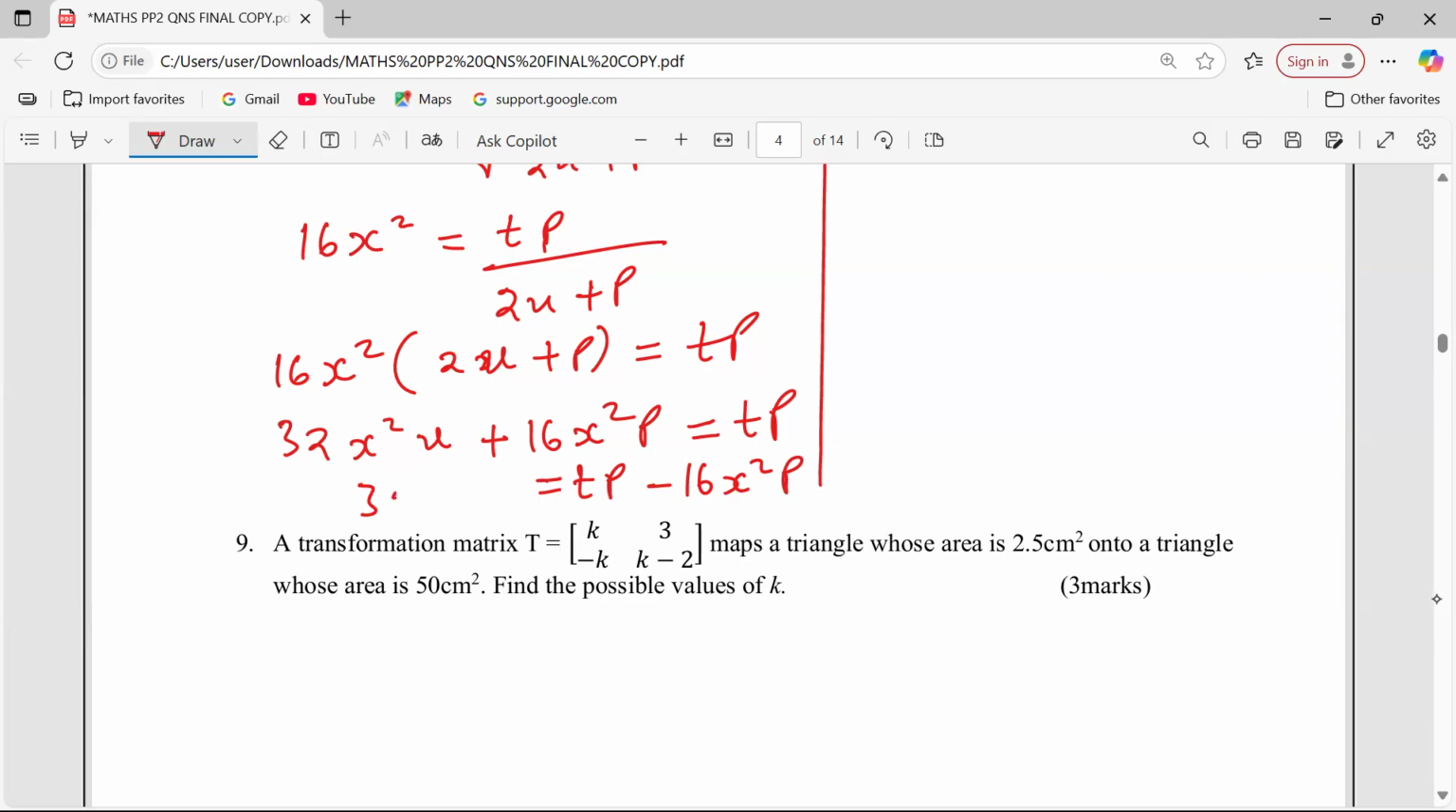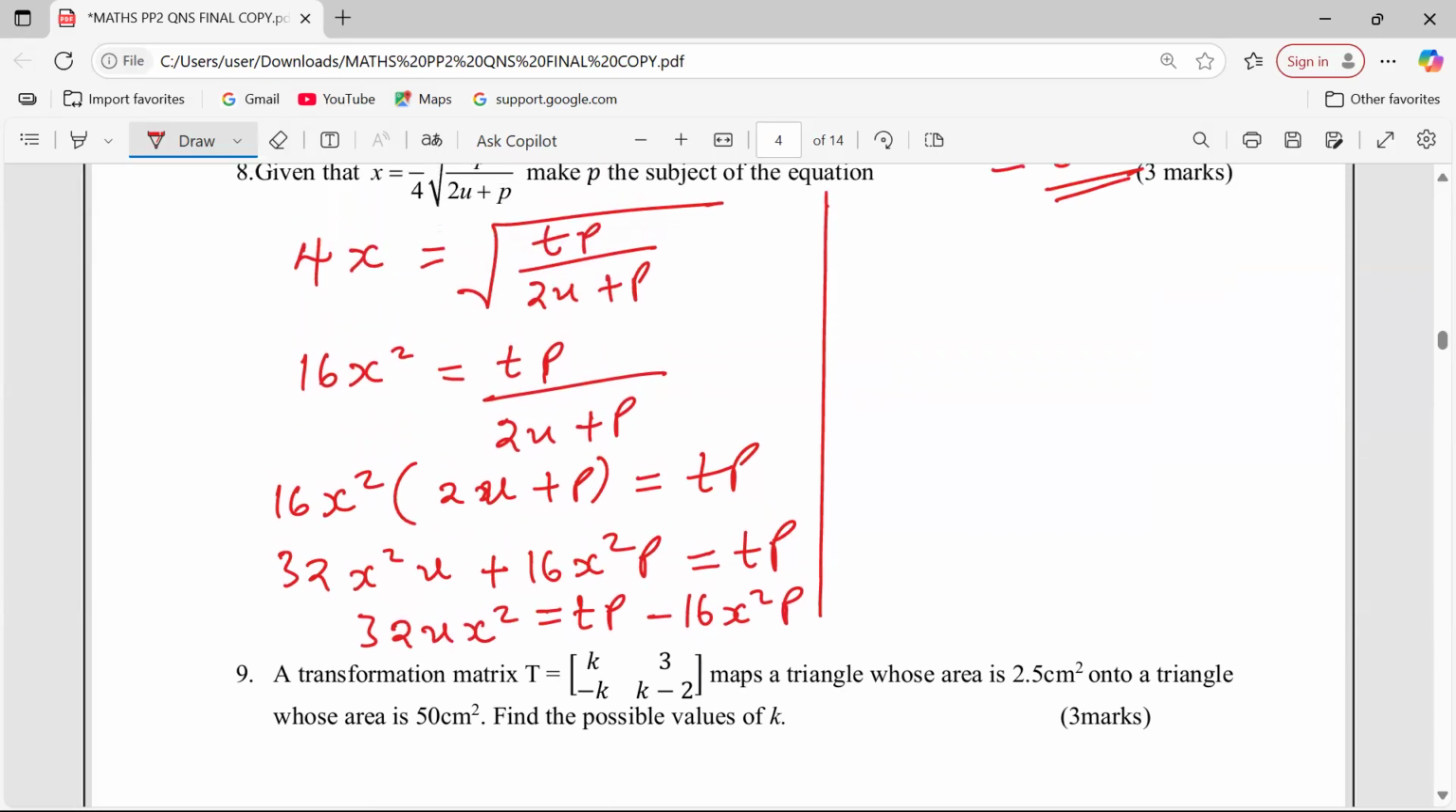We have remained with 32ux². So the p can be factored out: p into (t minus 16x²) equals 32ux², after factoring out p.